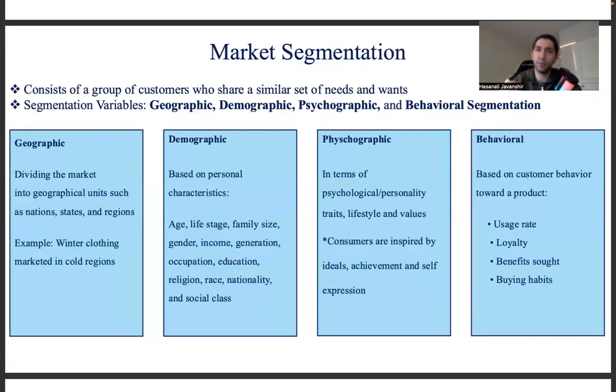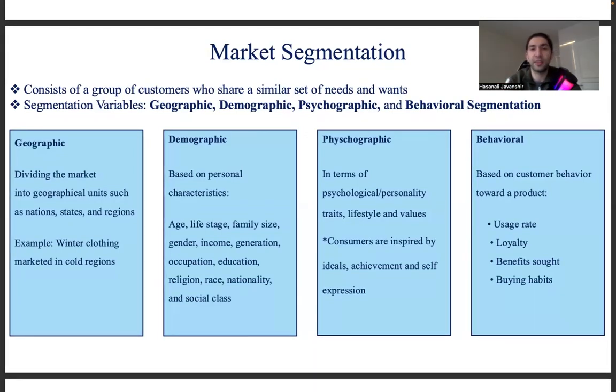Market segmentation means dividing customers into smaller groups based on their shared characteristics and features. There are four main segmentation variables: geographic, demographic, psychographic, and behavioral segmentation. This helps companies better understand their customers and create more effective and personalized marketing strategies towards them.